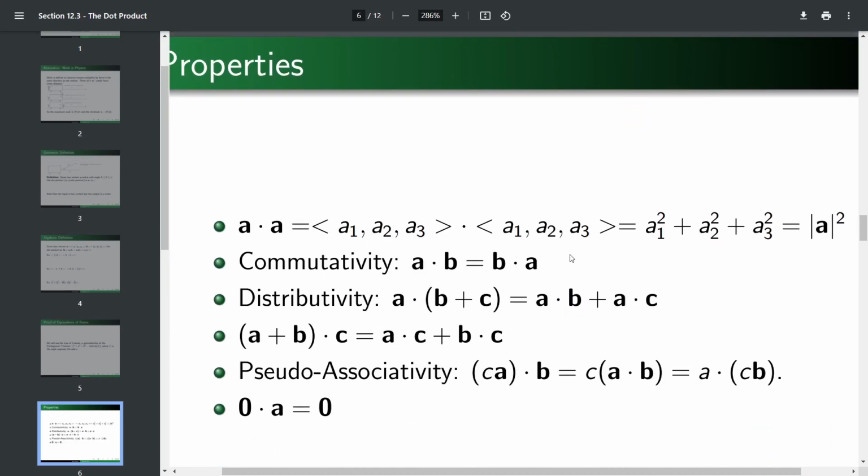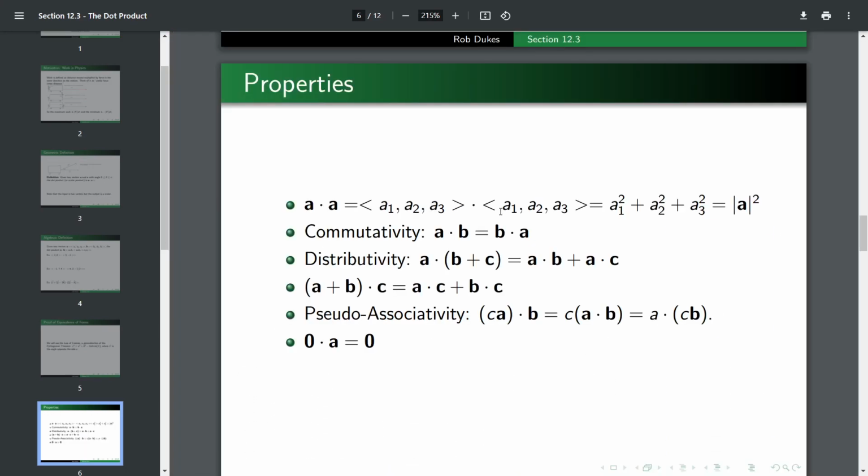For instance, okay, first let's lay out the properties. We actually used a few of these already. Dot it with itself gives you a1 squared plus a2 squared plus a3 squared, or length of a squared. So that's very useful at times. Commutativity: you can switch the order of a dot product. And distributivity: if you've got a dot product with an addition, you can distribute it, or if you've got an addition with a dot product on the outside, you can distribute it, on the left or right.